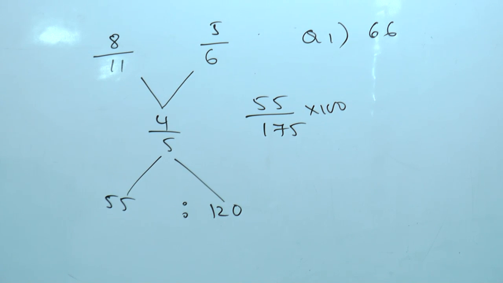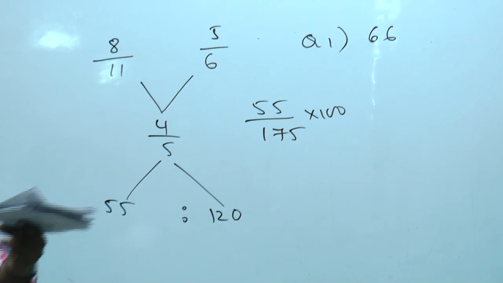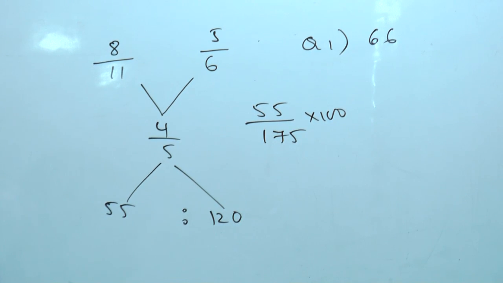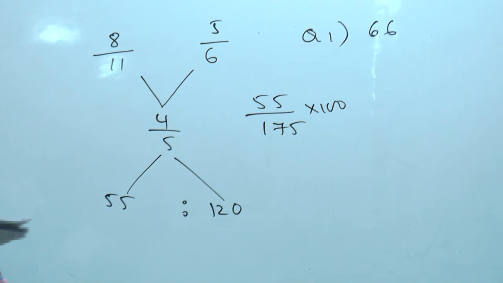Average percentage, in the sense, is not divided by 4, but divided by the total number of students. Total number of students is 100. We have already divided that and cancelled it with 100.